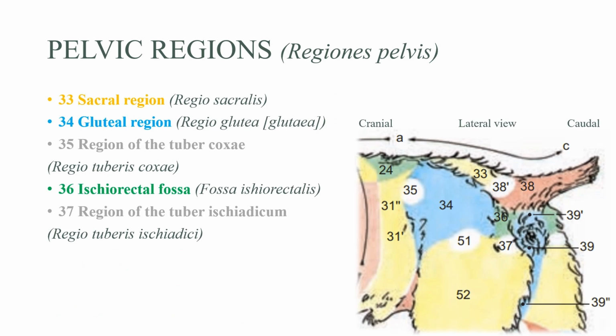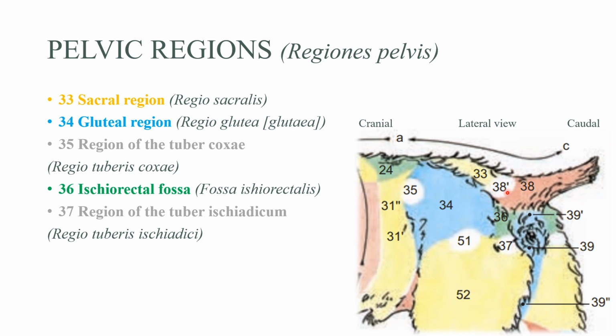Let's begin with the first part of the pelvic regions, regions pelvis, and we will begin from the lateral side. First, we have the sacral region, number 33 in yellow right here. You can think of the sacrum as just a lot of vertebrae grown together. It's a bigger bone, but it connects the lumbar part of the spine to the vertebrae of the tail.